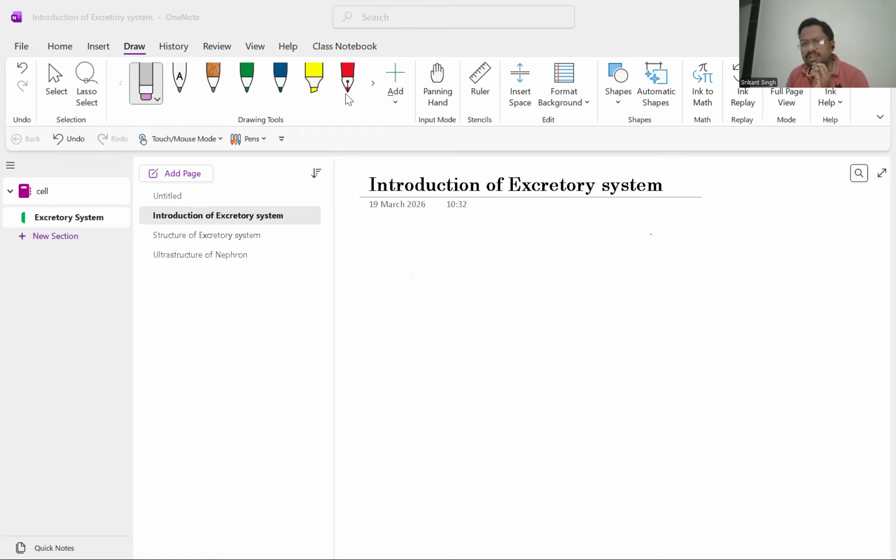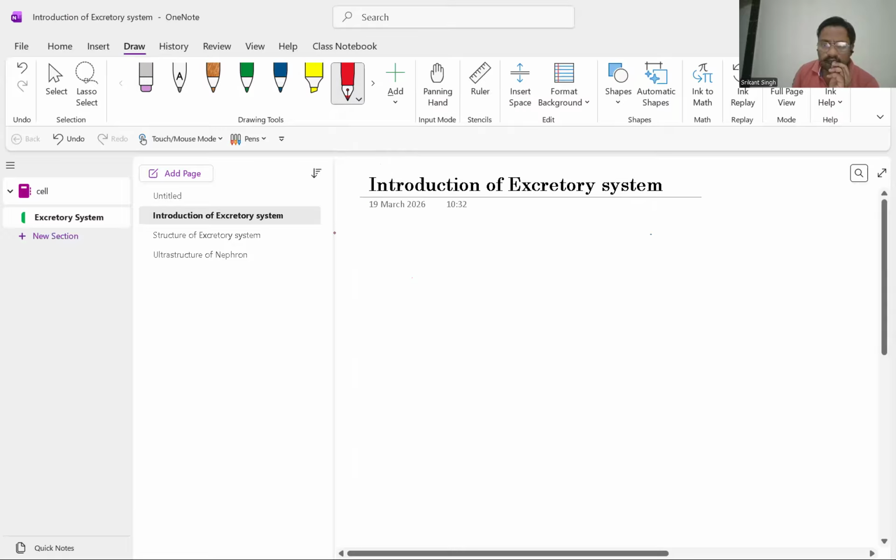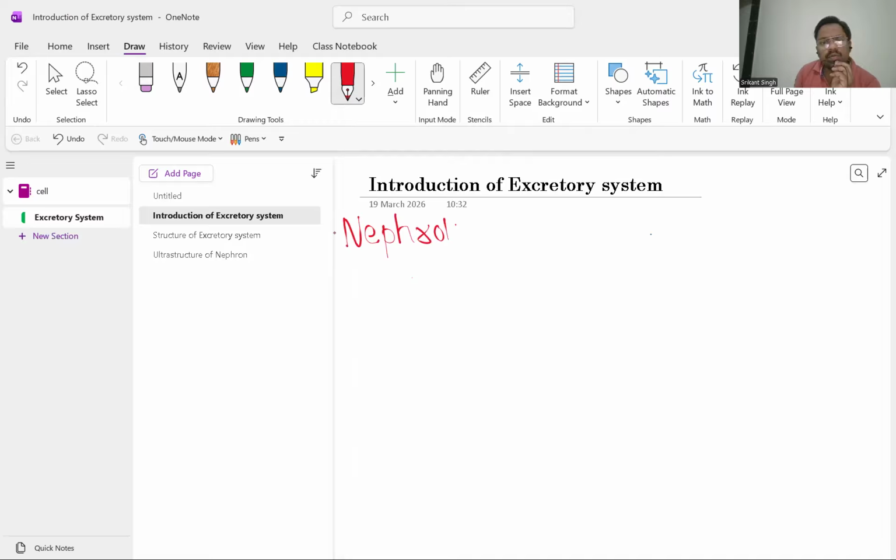First of all, I would like to introduce two terminologies before starting the chapter. Let's start with the terminology. The first terminology of the excretory system is nephrology.